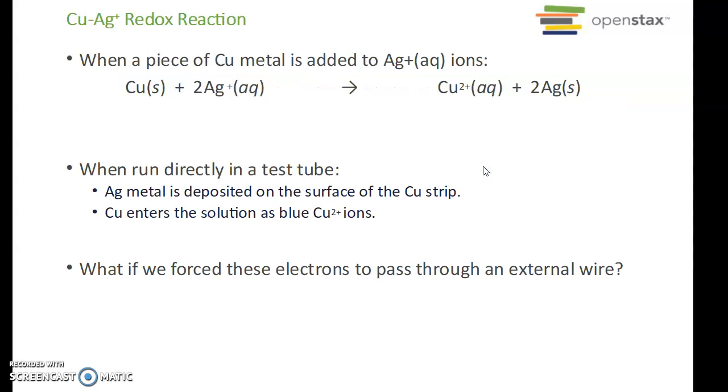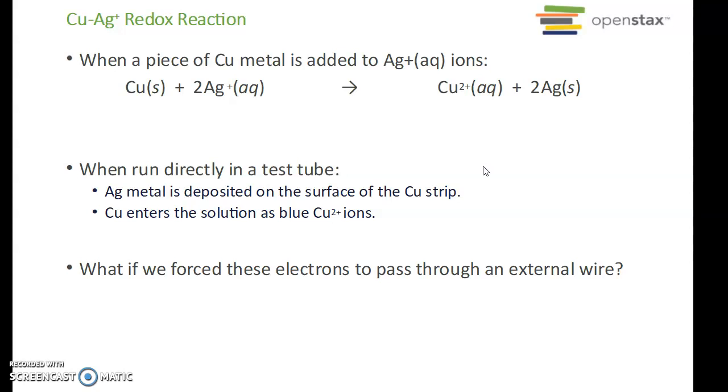If you have a piece of copper metal, it's added to silver ions. Here, you would be taking silver ions and adding them to form silver, and you'd have copper releasing the copper ions. And you can run this directly from just a single test tube.